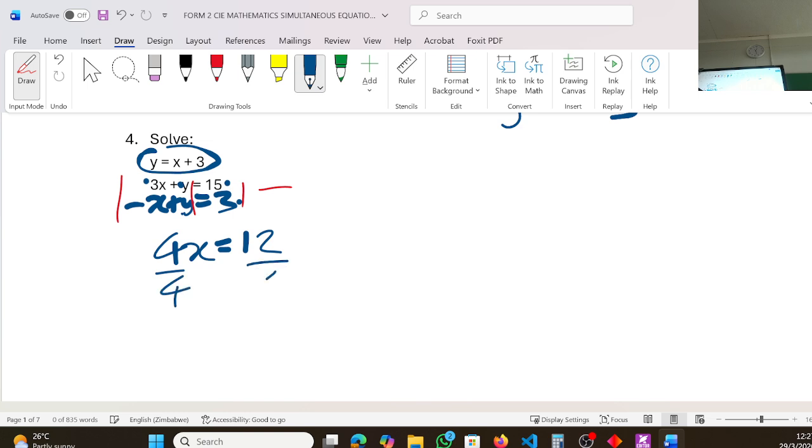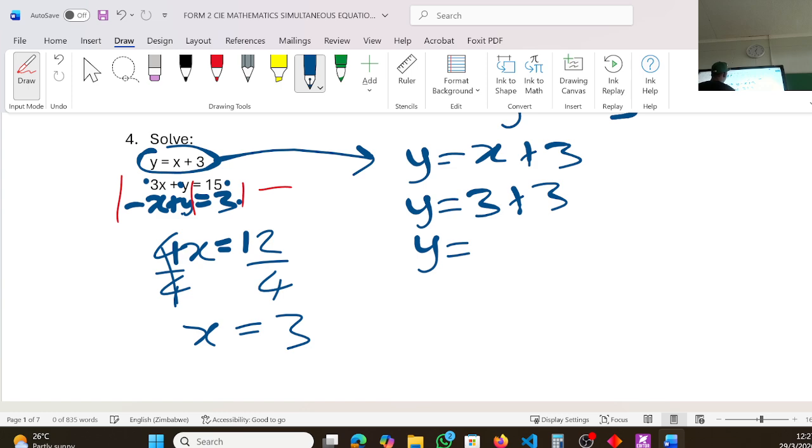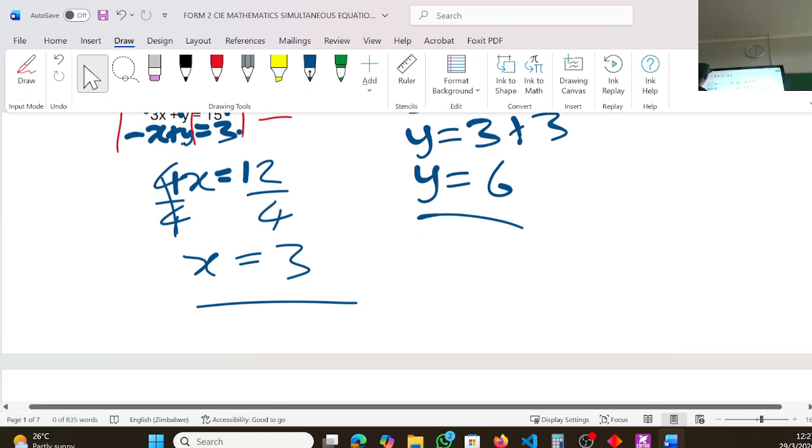When I divide both sides by 4, actually my x is 3. Then I pick the first equation here, which is saying y equal to x plus 3, but the value of x is known. It's actually 3 plus 3, therefore my y is 6. So I've got my two values, one for x, one for y.